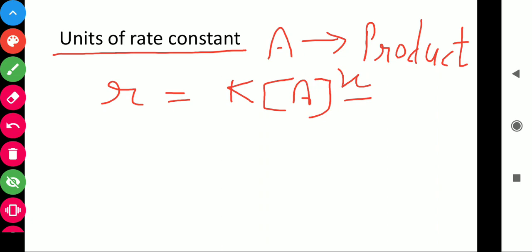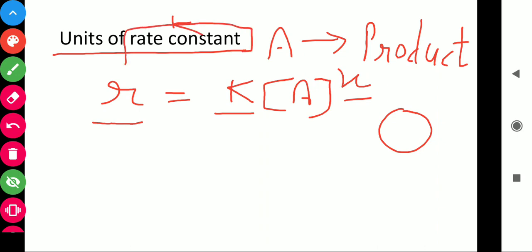Here we will take different order reactions one by one. First, let us consider that this reaction is a zero order reaction. Okay, इस reaction का order zero है. Here R is equal to rate of reaction, K is equal to rate constant. इसी का हम unit निकाल रहे हैं, rate constant का, K का. When we keep the units of the others, we can calculate the unit of rate constant.